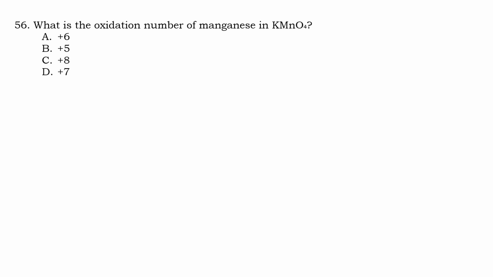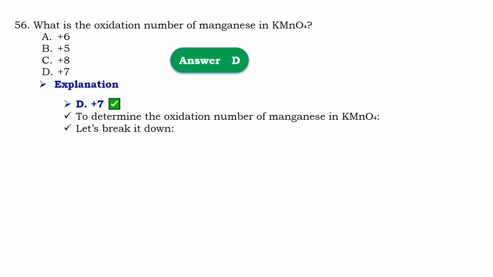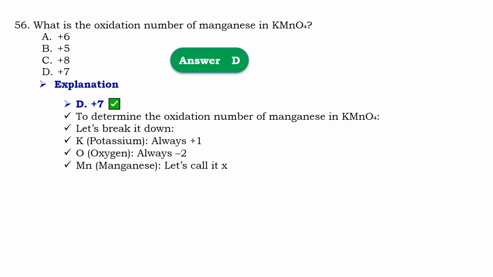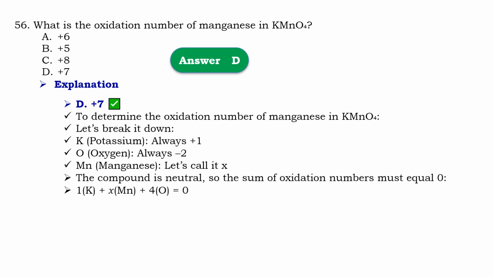Question number 56. What is the oxidation number of manganese in potassium permanganate? So what is the oxidation number of manganese in this compound? So that should be D, 7. To determine the oxidation number of manganese in this compound, let us break it down one by one. Potassium always has positive 1, oxygen is negative 2, and manganese is unknown, so let us call it X. The compound is neutral, so the sum of oxidation numbers must be 0.